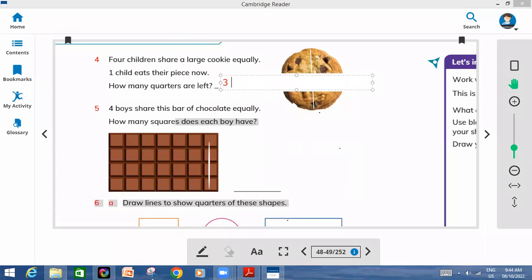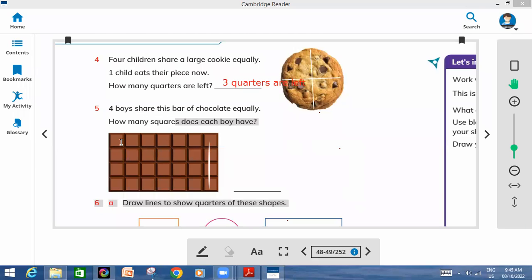3 quarters are left. This is question number 4. It was easy. We have to just divide. Everyone gets an equal share, and so even if one boy eats his quarter, how many quarters are left? 3 quarters are left. 4 boys share this bar of chocolate equally. How many squares does each boy have?